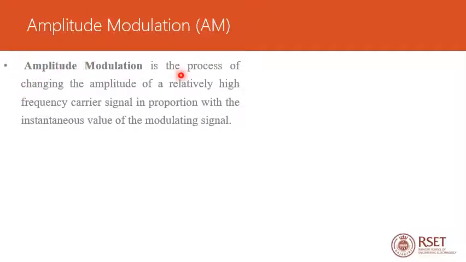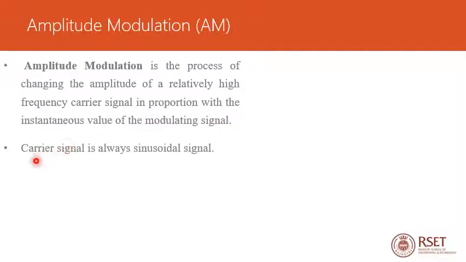Amplitude modulation can be defined as the process of changing the amplitude of a relatively high frequency carrier signal in proportion with the instantaneous value of the modulating signal. The modulating signal is also known as the information signal or message signal. Amplitude modulation has two inputs and one output. One input is a single high frequency carrier signal of constant amplitude, and the second input is a relatively low frequency information signal.